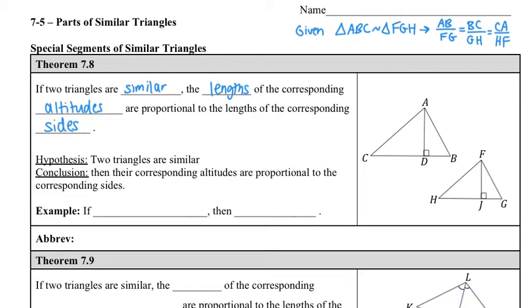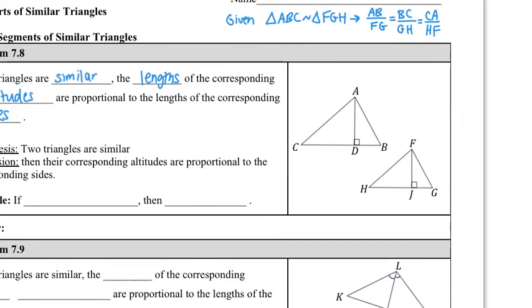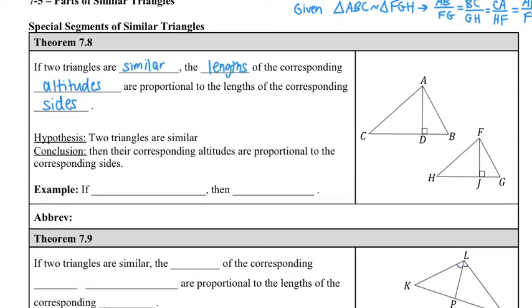Well, not only that, now we can tack on to the end here equals the ratio of the altitudes. So AD is to FJ. They all form a proportion. So we can take the ratio of any pair of corresponding side lengths and set it equal to the ratio of the altitudes and use that to solve problems. So hypothesis, that's given two triangles are similar. You have to know they're similar. Conclusion, then their corresponding altitudes are proportional to the corresponding sides. And really should say to the lengths of the corresponding sides.